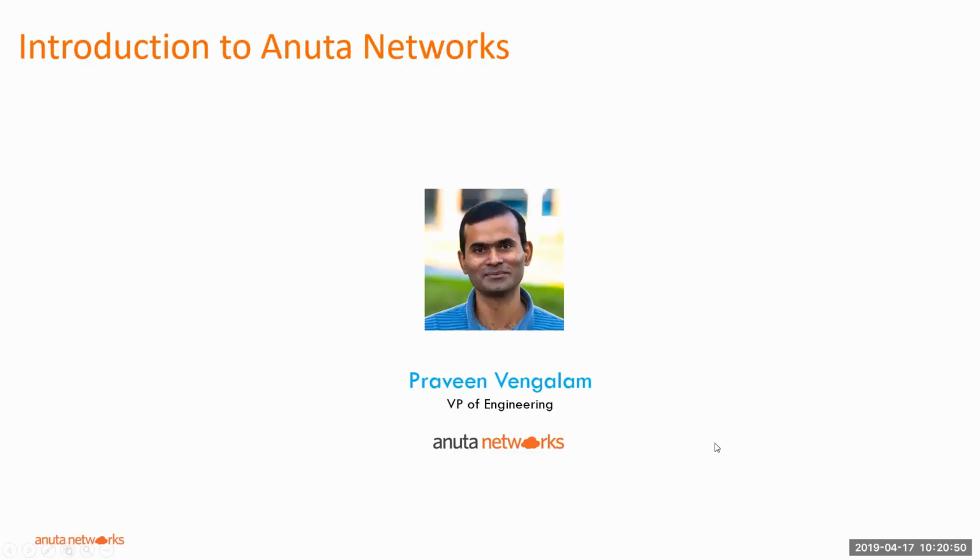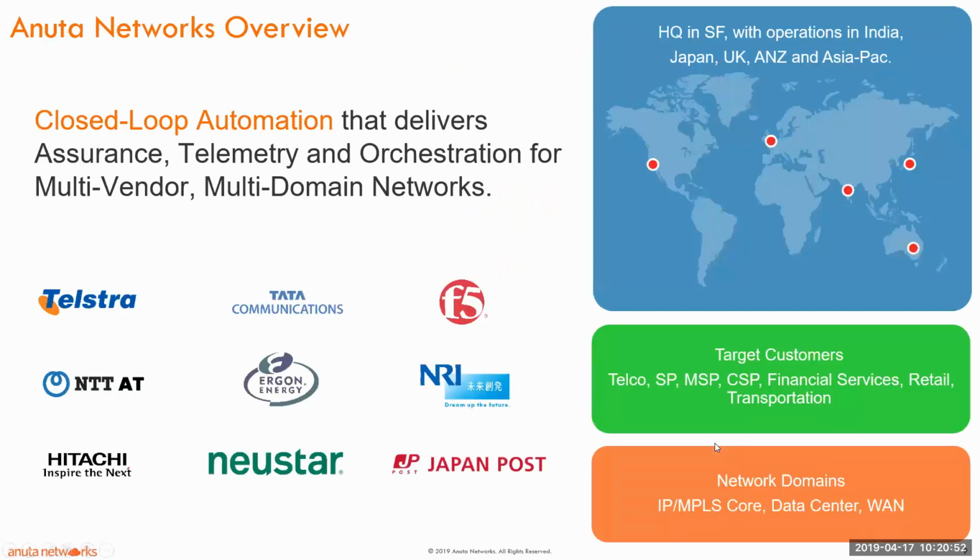Sure, Steve. Hi, thanks for joining the webinar. This is Praveen. I'm VP of Engineering at Anuta Networks. So we've been in business helping large enterprise customers, large SPs, MSPs with their automation and orchestration needs. And the main product that we deliver is Atom. It's assurance, telemetry, and orchestration for multi-vendor and multi-domain networks.